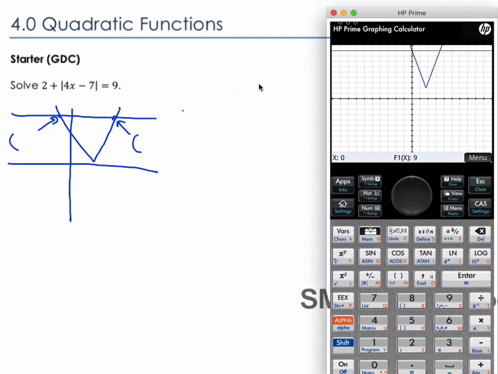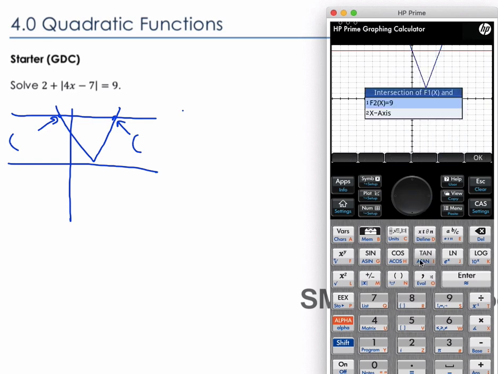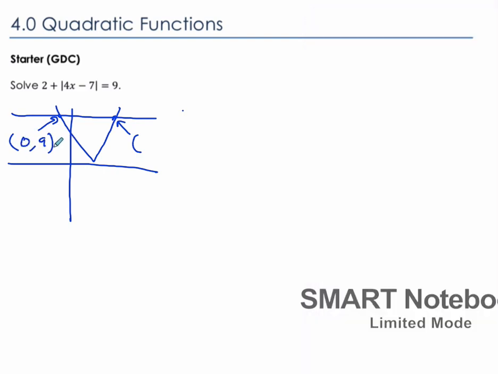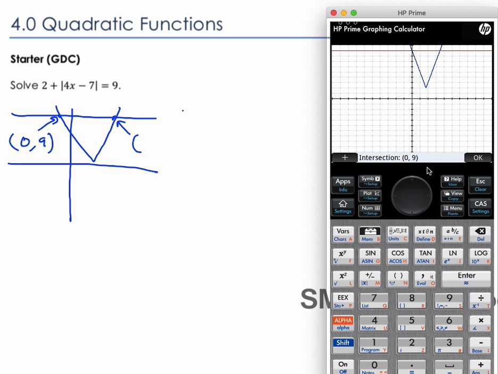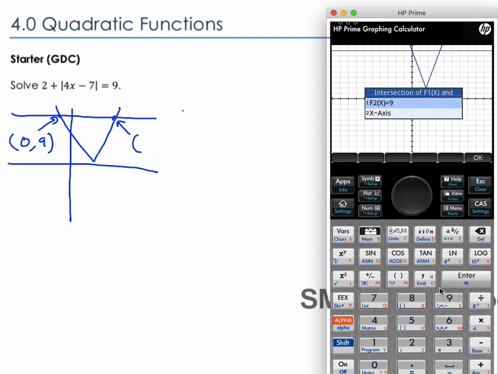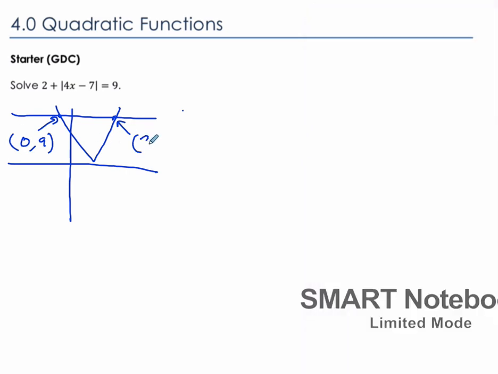Okay, so now to get those x values on the HP Prime, we go to Function, Intersection is number 5, and I just click Enter, and it gives me 0, 9 is this one right here. Now to get the other one, I will move my cursor over close to where that one is, and then do Function, Intersection is number 5 again, and then I get 3.5, 9. Okay, that's the sketch.